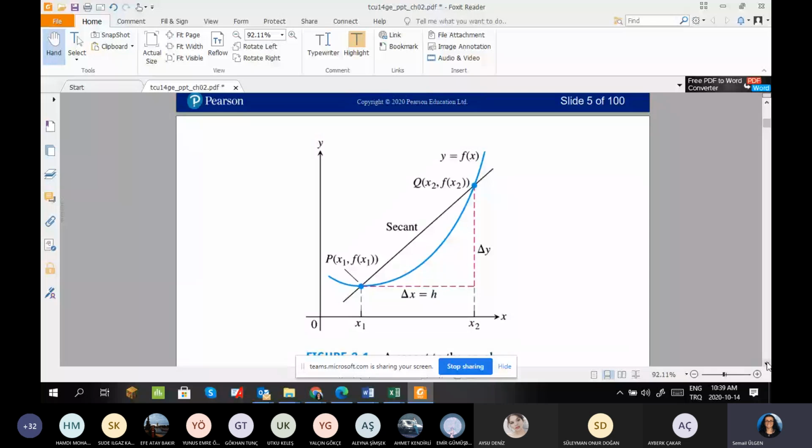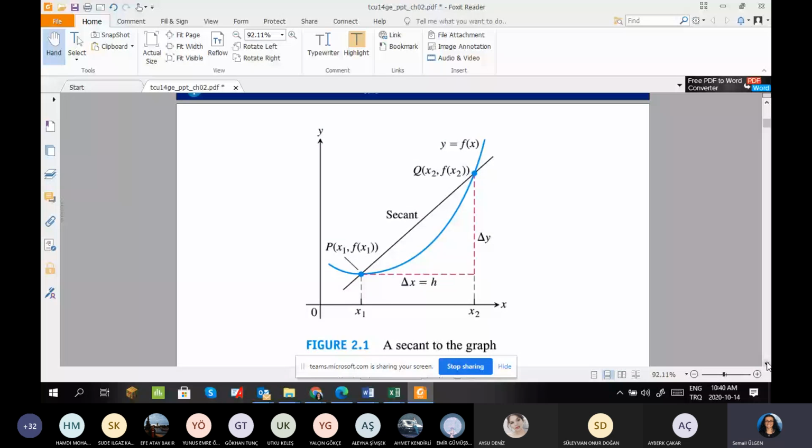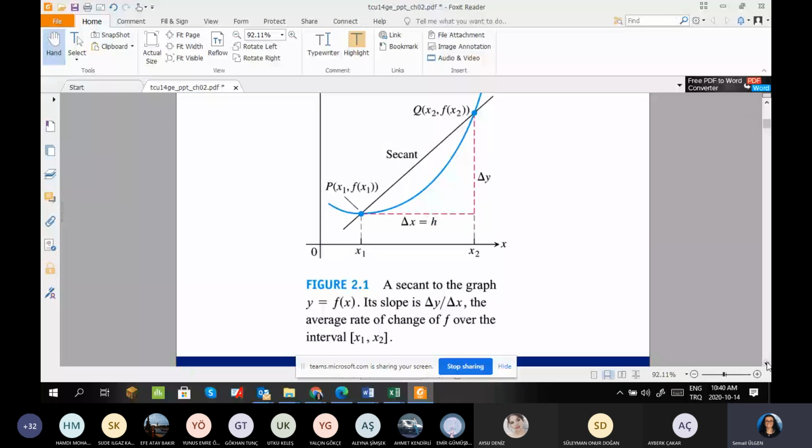Now we want to see it pictorially. Pictorially, what does it mean? What is delta y over delta x pictorially? Let's consider our f function has this blue graph. Delta y over delta x is f of x2 minus f of x1. You see that, right? This is f of x2, this distance, and this distance is f of x1. If you take the difference between the two, then you get delta y. And then we have delta x, which is h, the difference between x2 and x1. So that is what delta y over delta x means.